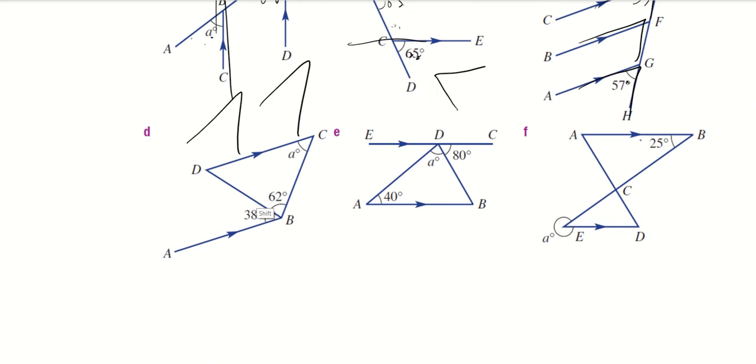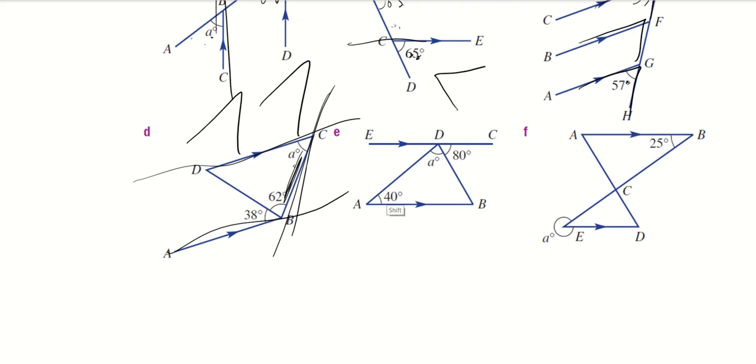All right, what do we got over here? You just got to take a second to look at it. So you draw your lines out. They're just co-interior. If you look at it, so A and 62 are supplementary, because they're co-interior, they add up to 180. So you just need to work out 180 minus 62.